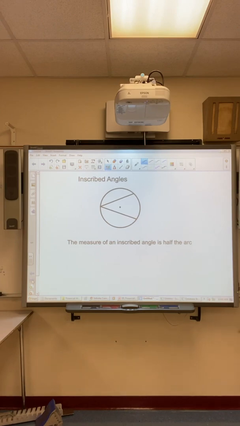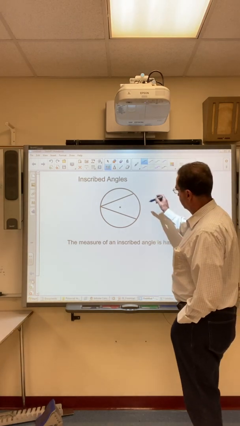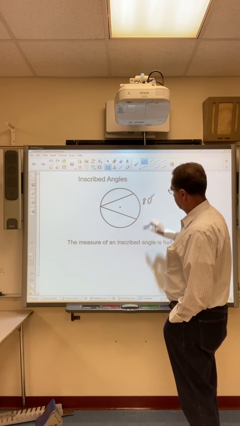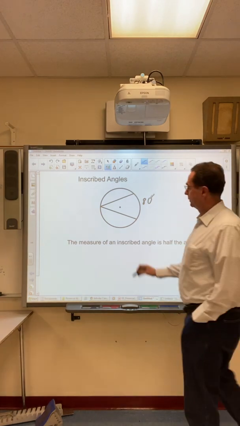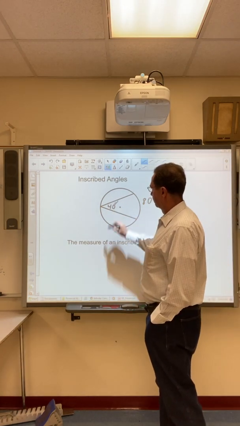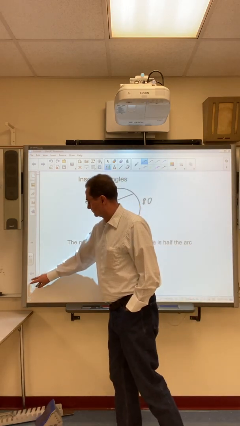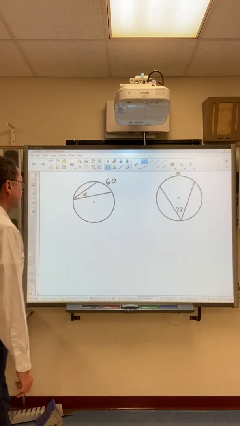Now, the measure of an inscribed angle is half the arc. So if this arc right here measures 80 degrees, the angle is going to be half of that. The angle is going to be 40 degrees. The measure of the inscribed angle is half the arc. Okay?